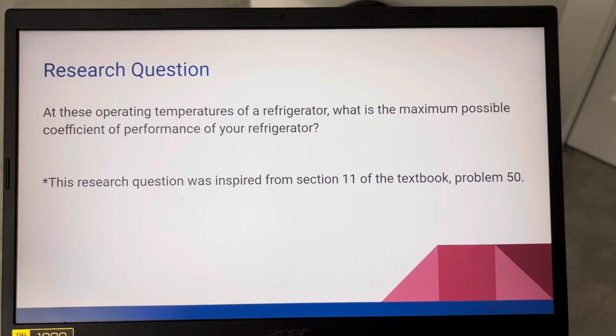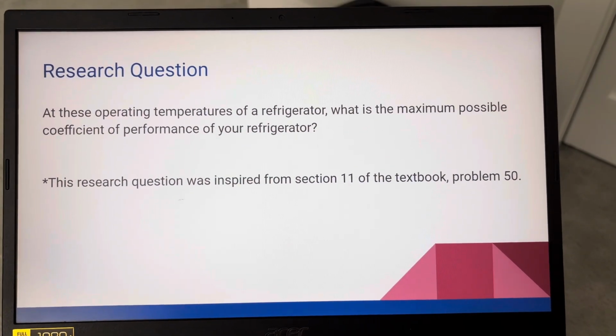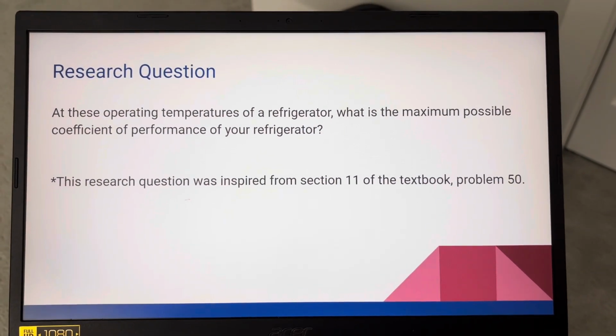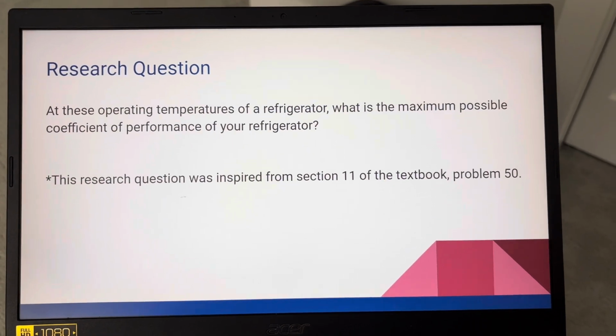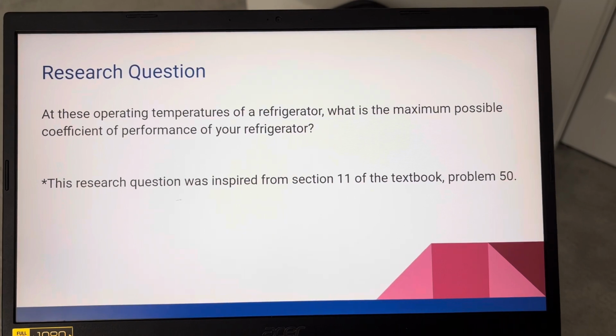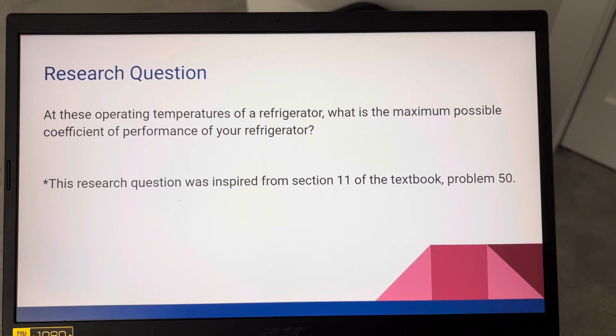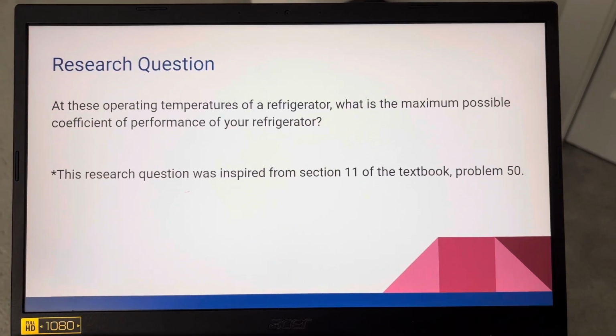So the research question of this assignment is, at these operating temperatures of a refrigerator, what would be the maximum possible coefficient of performance for the refrigerator? This particular research question was inspired from section 11 of the textbook on eText, problem 50, question 50.